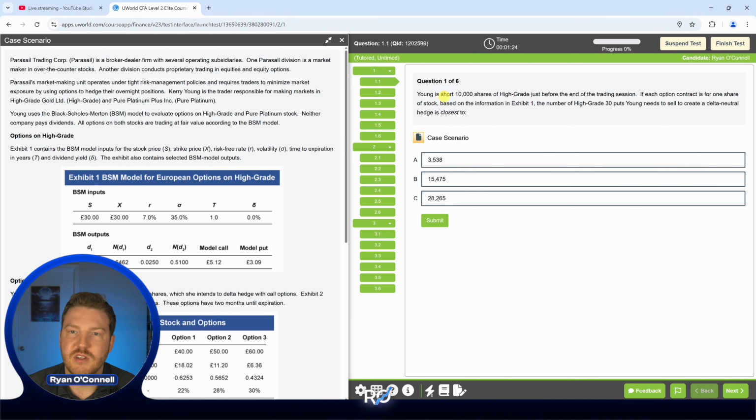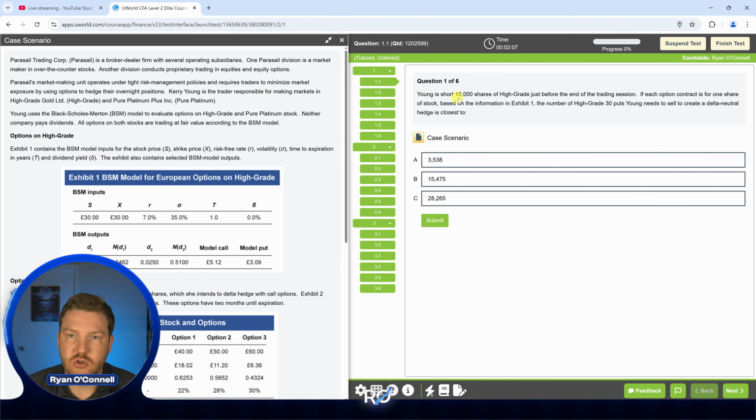So we see that this person is short 1,000 shares of High Grade, which is the name of the company, just before the end of the trading session. If each option contract is for one share of stock, based on the information in Exhibit 1, the number of High Grade 30 puts Young needs to sell to create a delta-neutral hedge is closest to. When we see that it says 30 puts, that refers to the exercise price, and we can see in Exhibit 1 that X is the exercise price as well. So we're looking at the puts with the 30 exercise price.